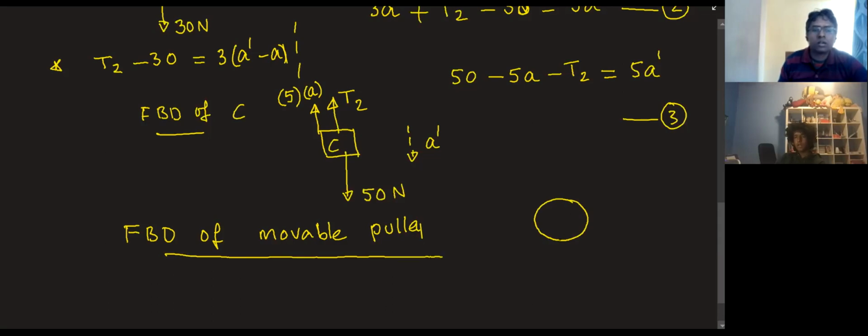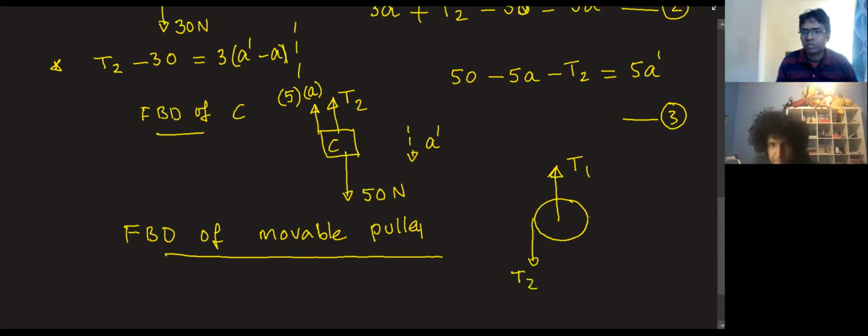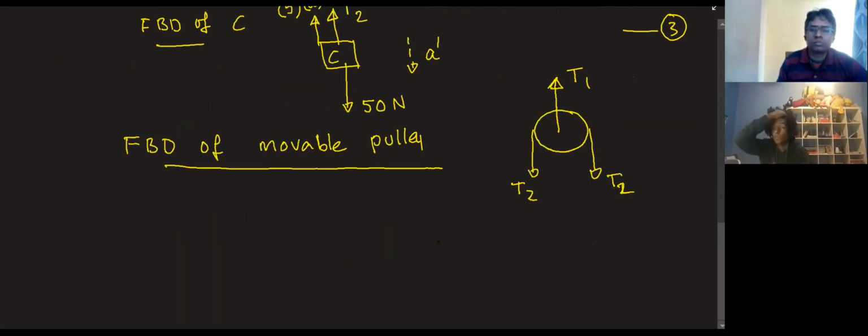The pulley is massless, so the gravitational force I can ignore, right? That means there is a tension force T1 coming from the string above, and the other two strings, which are supporting blocks B and C, are applying T2. Even though the pulley is accelerating, because it has no mass, can I say the net force on the pulley is 0?